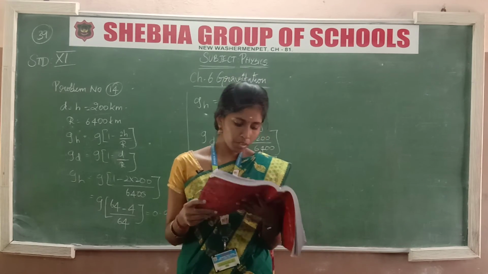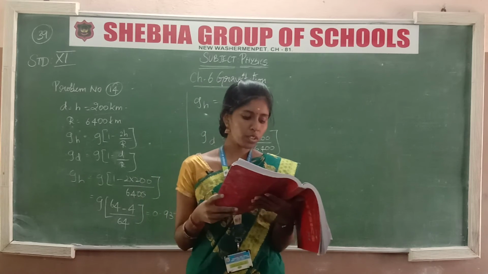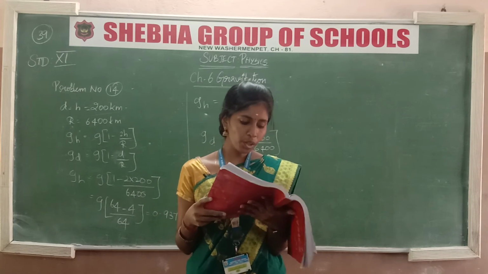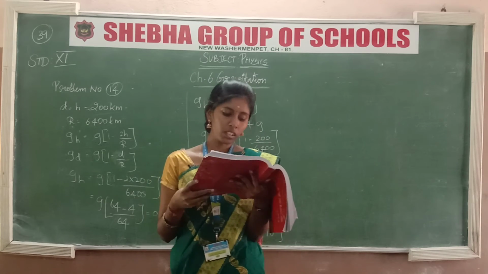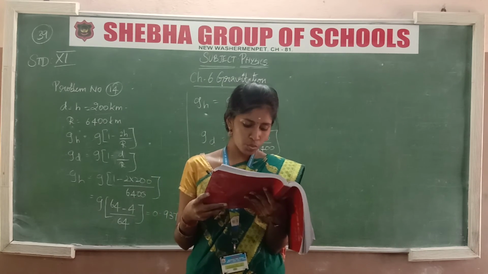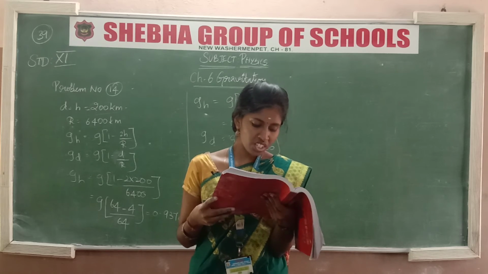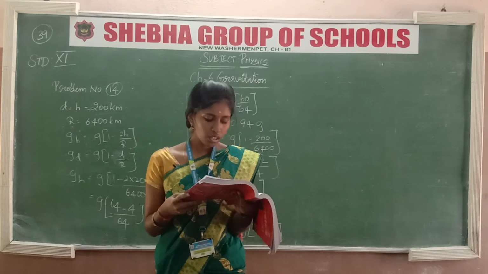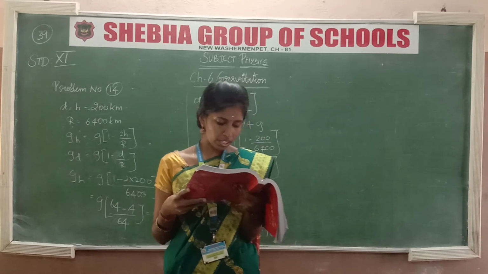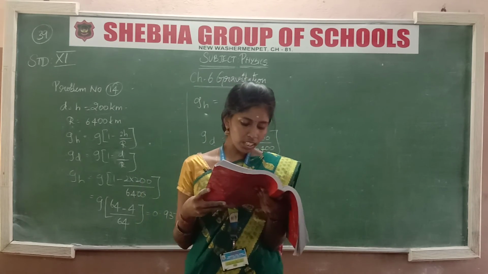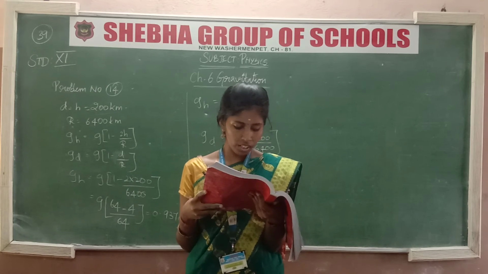Next problem we will take is the 14th problem. Suppose we go 200 kilometers above and below the surface of the Earth. The gravitation value is G, and the gravitation at height and at depth will be measured. So it's a total of 200 kilometers, which is given. We know that the radius is equal to 6400 kilometers.